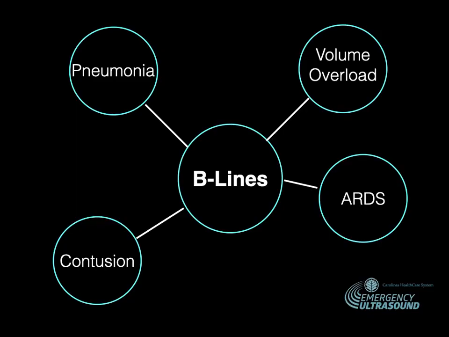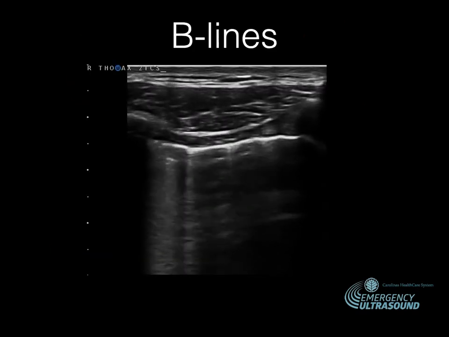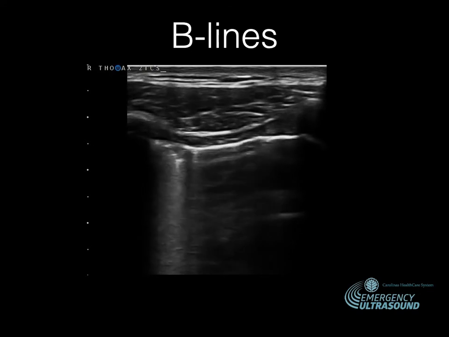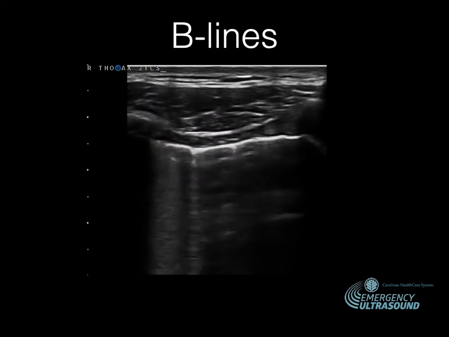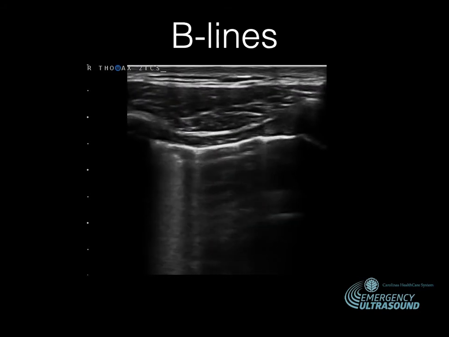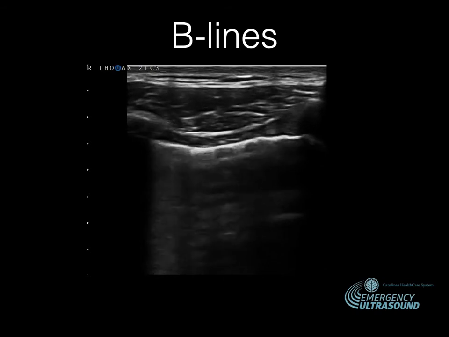We will see B lines with a lung contusion, if the patient has a history of trauma. We also see B lines in ARDS, volume overload, and pneumonia. Here is an example of B lines. Unfortunately, in this particular image we used a linear probe, so we're only seeing them go down about 5 to 6 centimeters. If we were to use a curvilinear probe, we would see the B lines go all the way down to 18 centimeters.